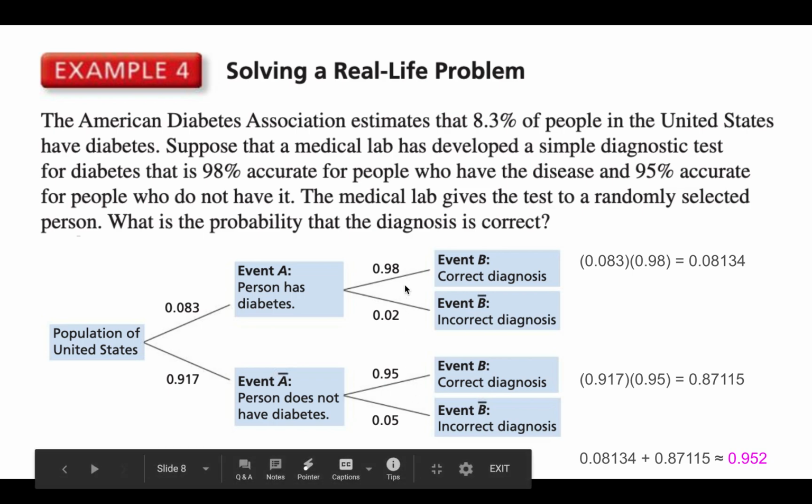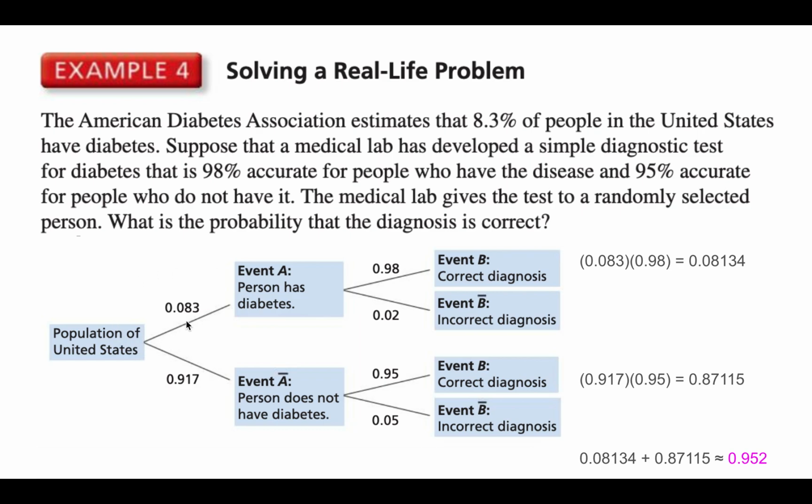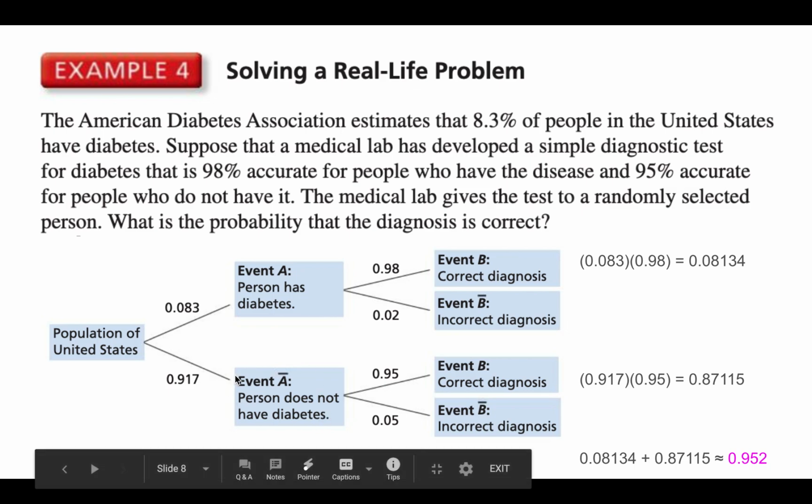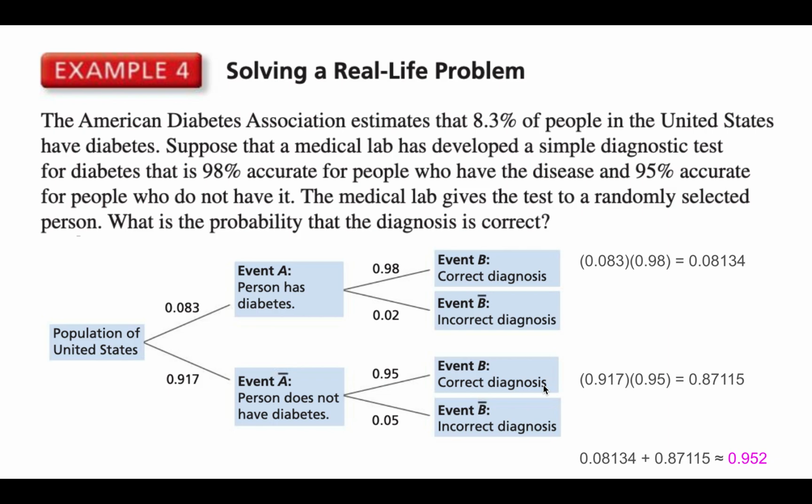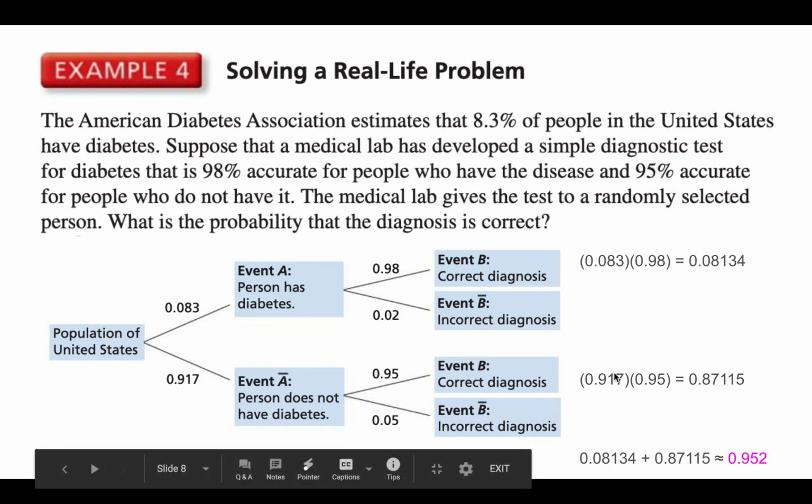So then they ask, what is the probability that the diagnosis is correct? Well, there are two ways the diagnosis could be correct. One way is that the person has diabetes and the test correctly diagnoses them as having it. The other is that the person does not have diabetes and the test correctly diagnoses them as not having diabetes. So that's why I put my calculations next to those two cases.